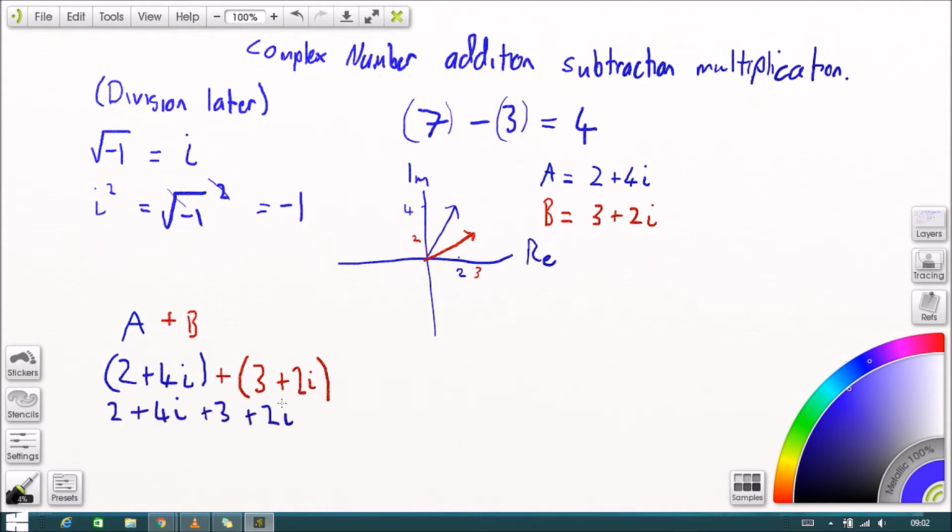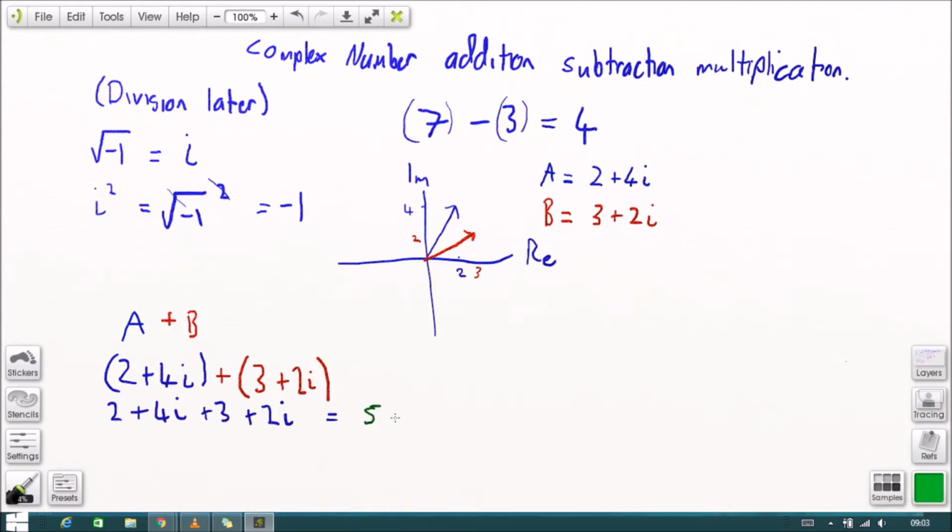I'll expand that out so we've got all the terms outside of the brackets. Then I can add together the like terms, and that will give us 2 plus 3 is 5, 4i plus 2i is 6i. So I'll just draw that on here on the diagram. That green arrow now represents A plus B.